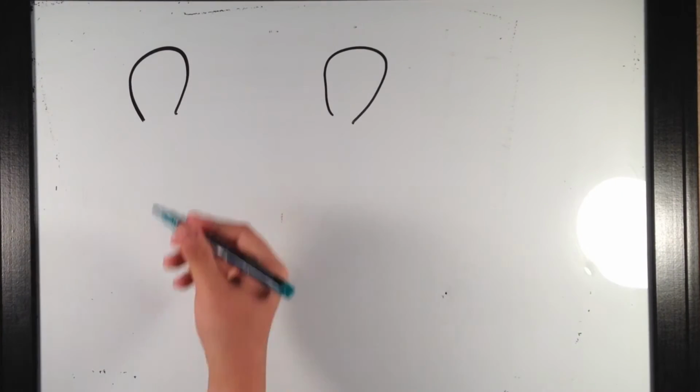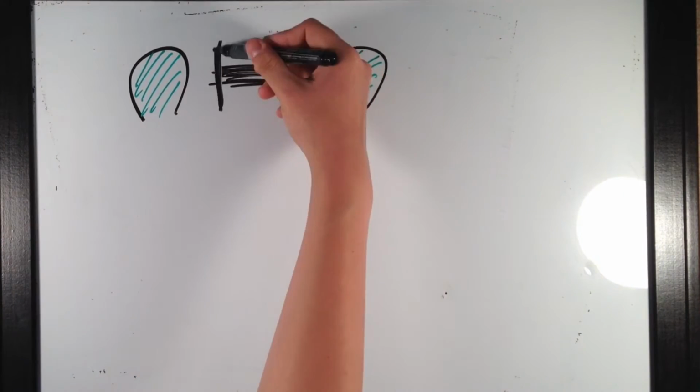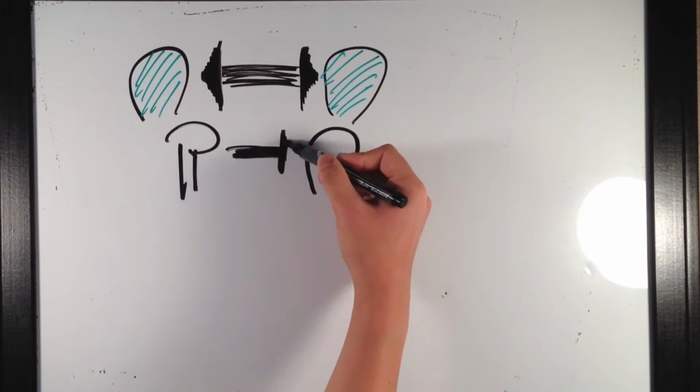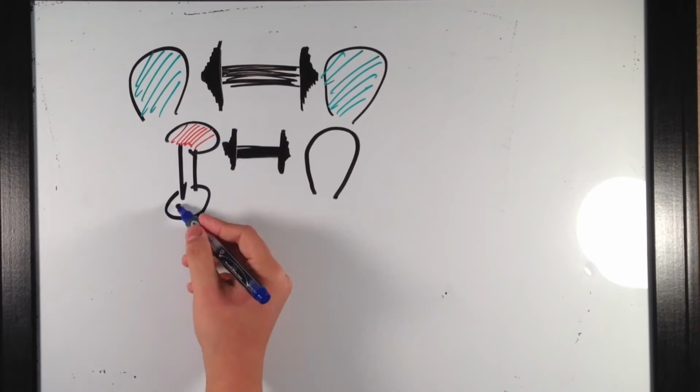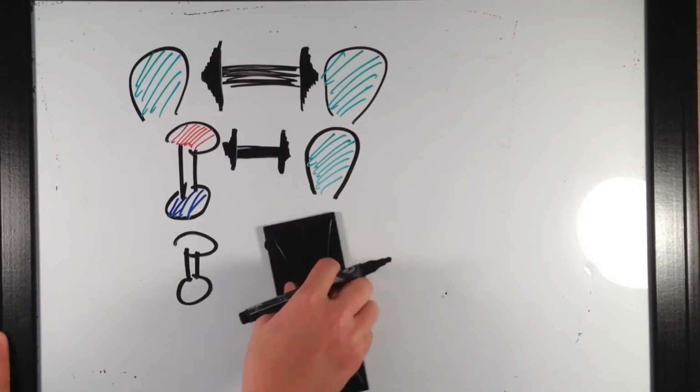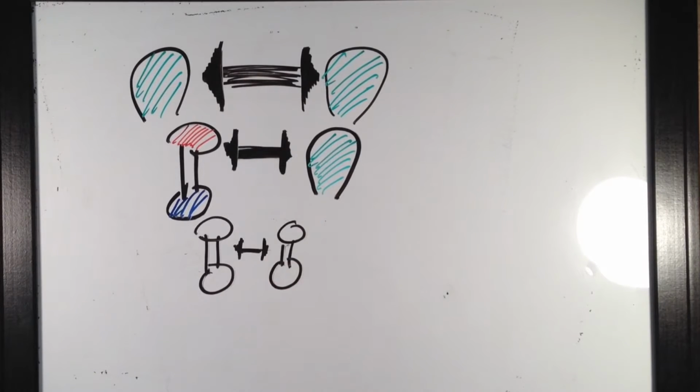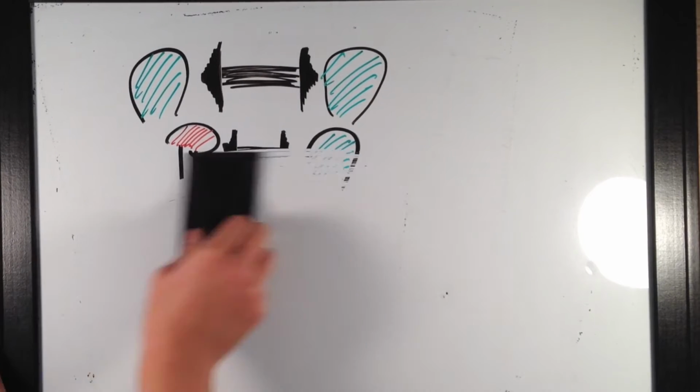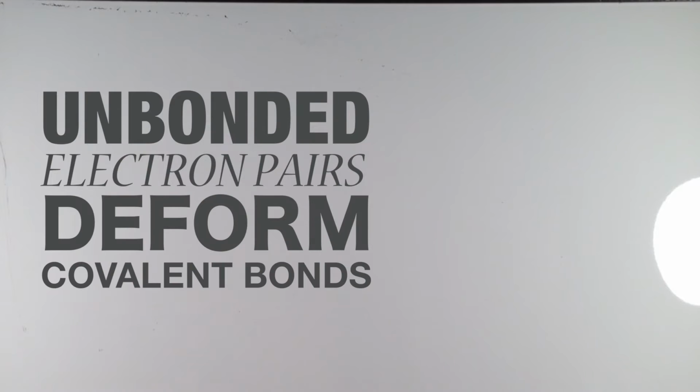Two unbonded electron pairs have the highest repulsive forces between them. The second highest repulsive force is between an unbonded electron pair and a covalent bond. Finally, the weakest repulsive force is in between two covalent bonds. This is why unbonded electron pairs can literally deform the angles between covalent bonds.